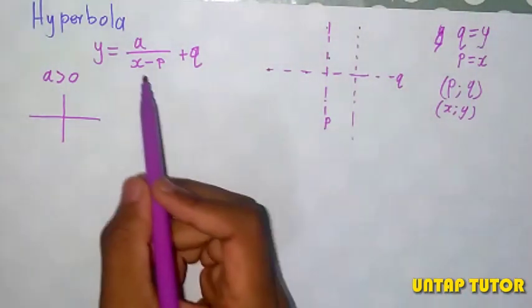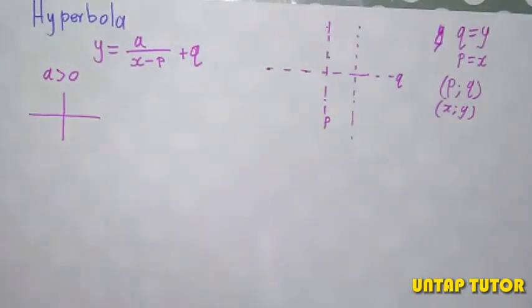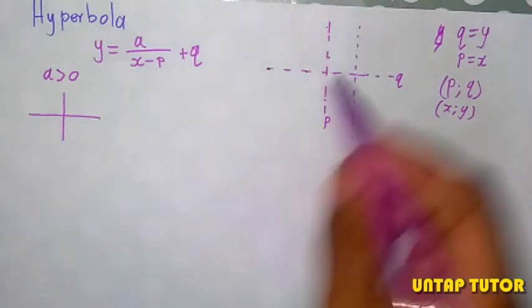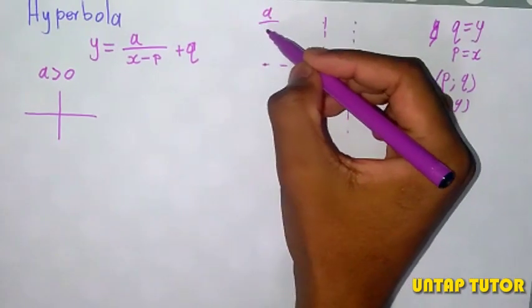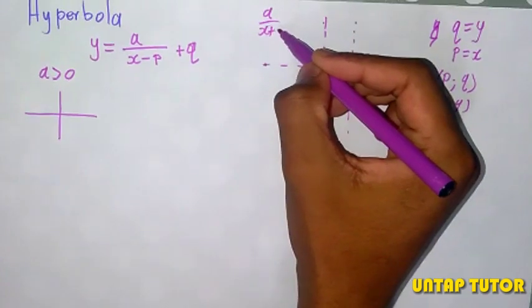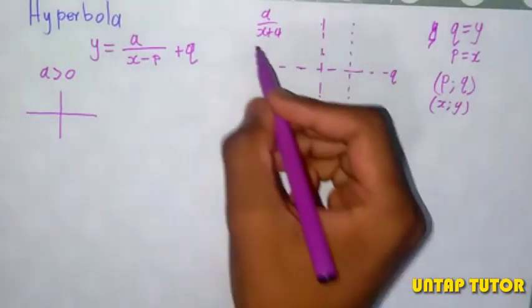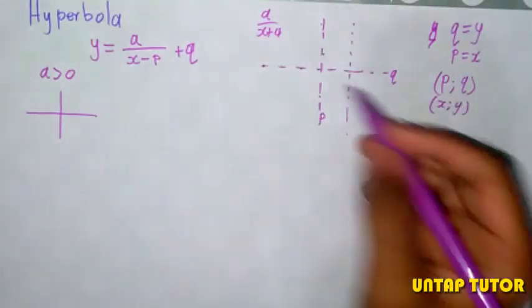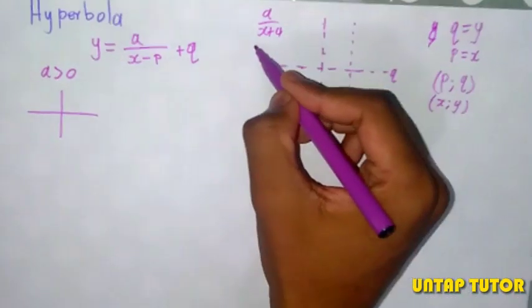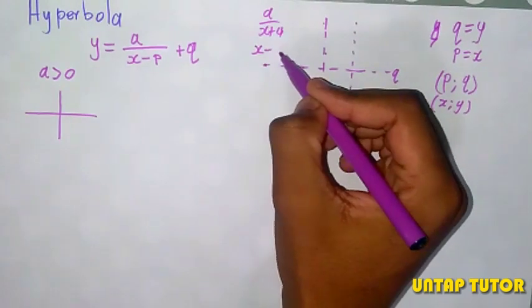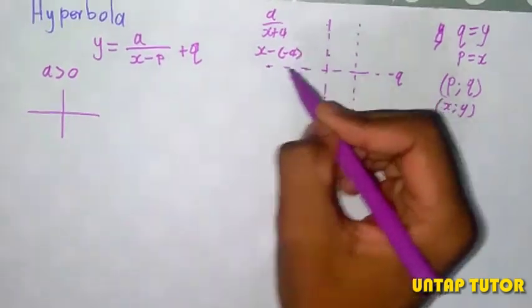And another thing, we have x minus p. We are always going to have x minus p in our formula. Always x minus p. So when you see something like a over x plus 4, that's no longer our formula. Our formula says x minus something. So if it's plus now, you should know that something has happened. Probably it was x minus negative 4, so then it has become plus.